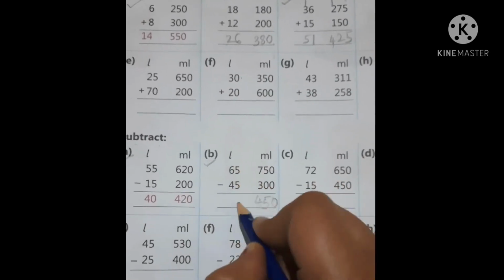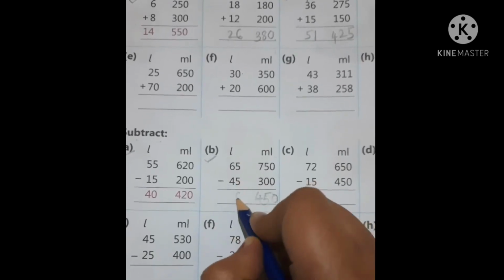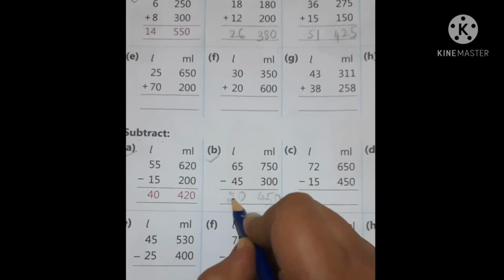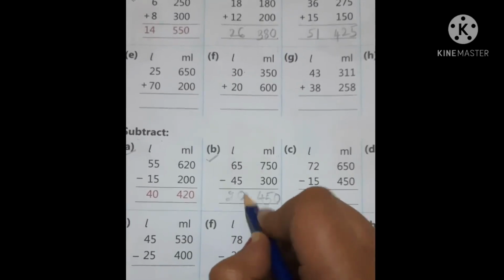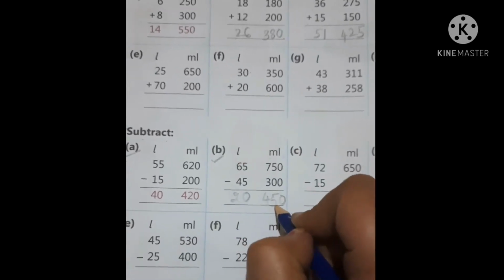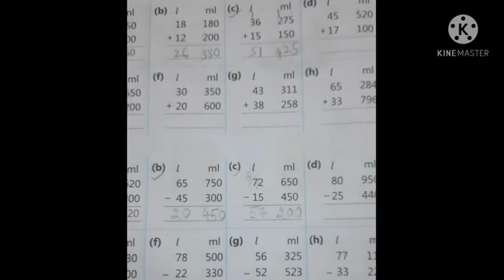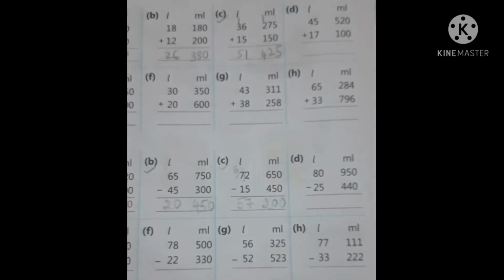Now 5 minus 5 is 0. 6 minus 4 is 2. So the difference is 20 liters 450 milliliters. In the same way, complete the remaining problems.